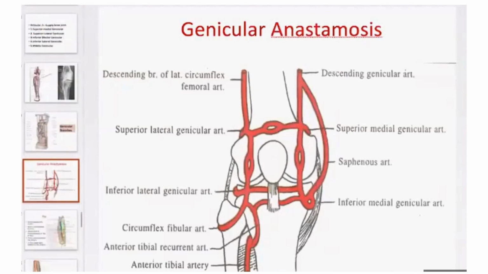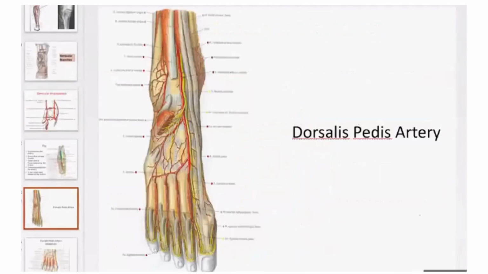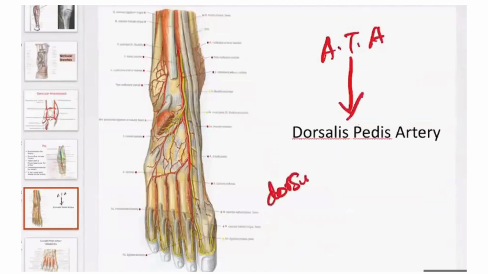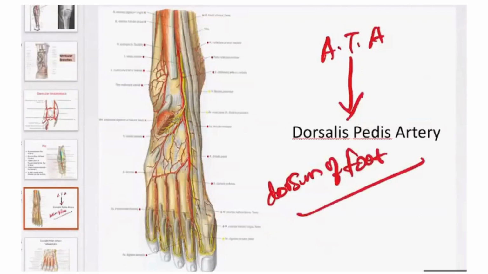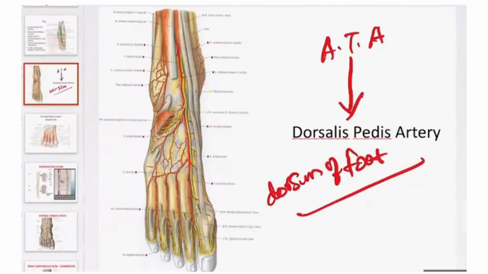What is dorsalis pedis artery? Anterior tibial artery continues as the dorsalis pedis artery over the foot, over the dorsum of the foot. During diagnosis, we palpate the vasculature of the foot to check whether the dorsalis pedis is intact or not. Okay. So next, venous drainage.